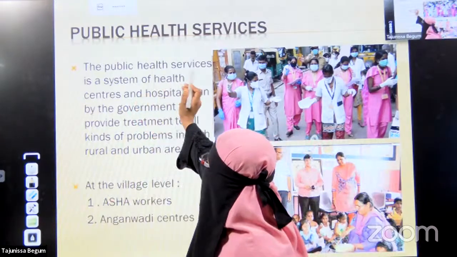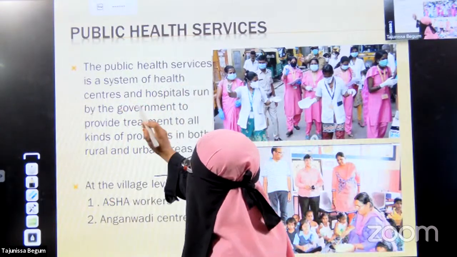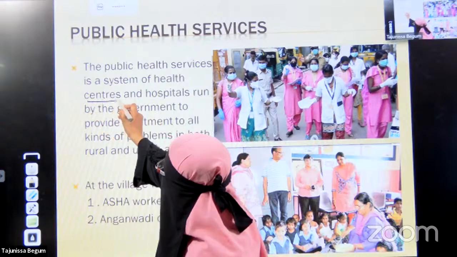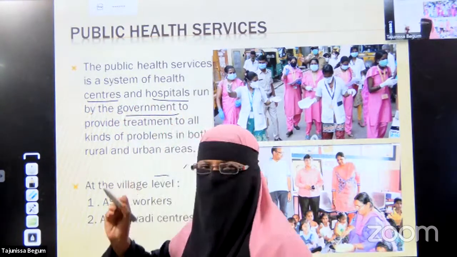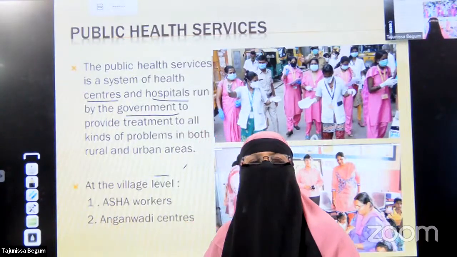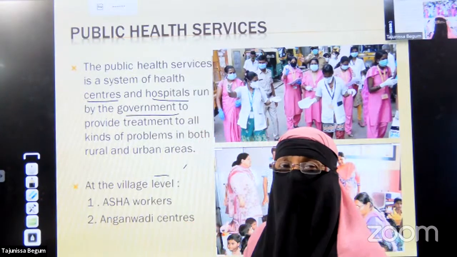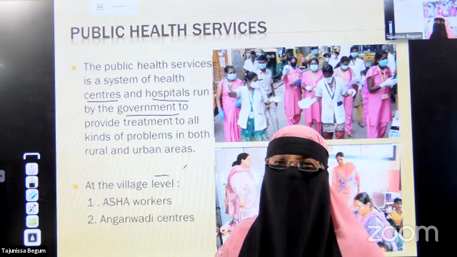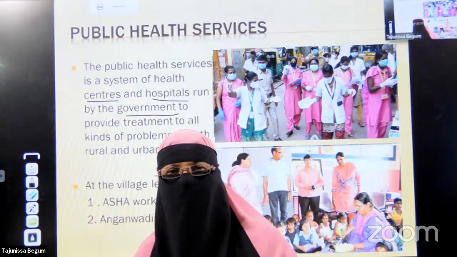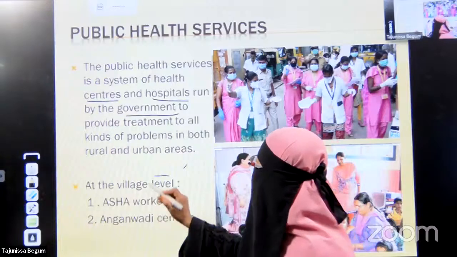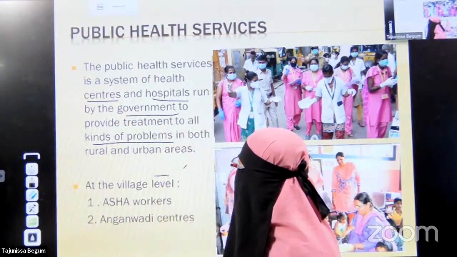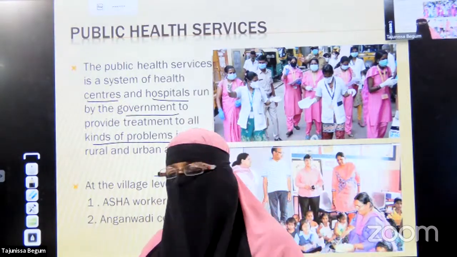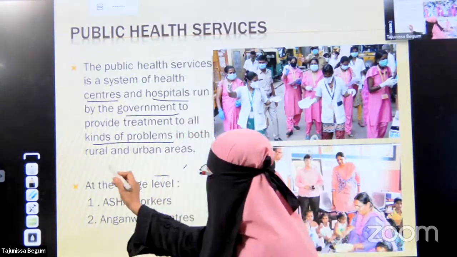The public health services is a system of health centers and hospitals run by the government. Who is running this? Who is taking care of all these things? The government is taking care of all these things. The government is responsible for the treatment of the people. The government is in charge of all the departments of the hospital. They provide treatment for all kinds of problems in both rural and urban areas.